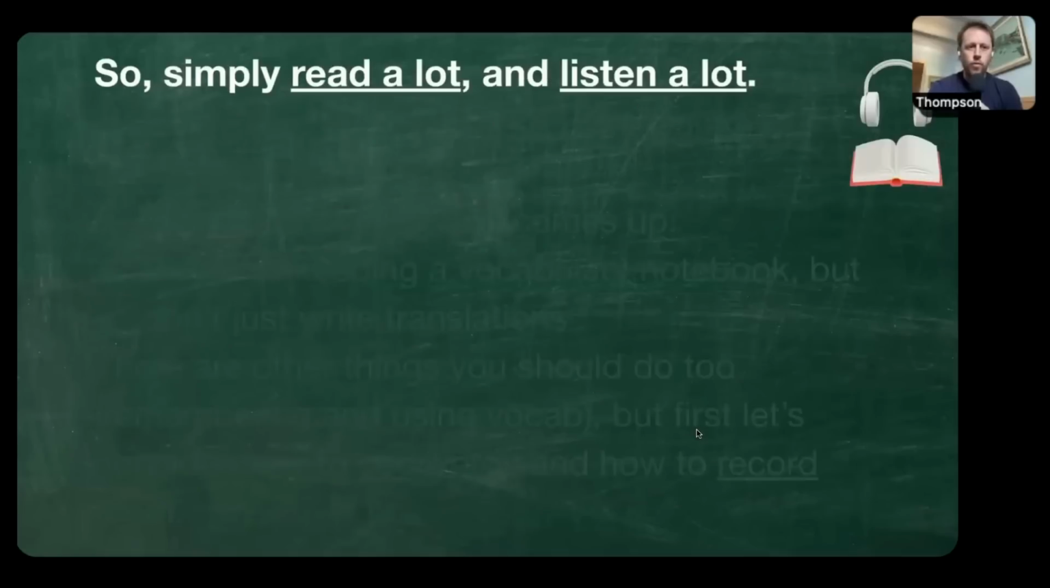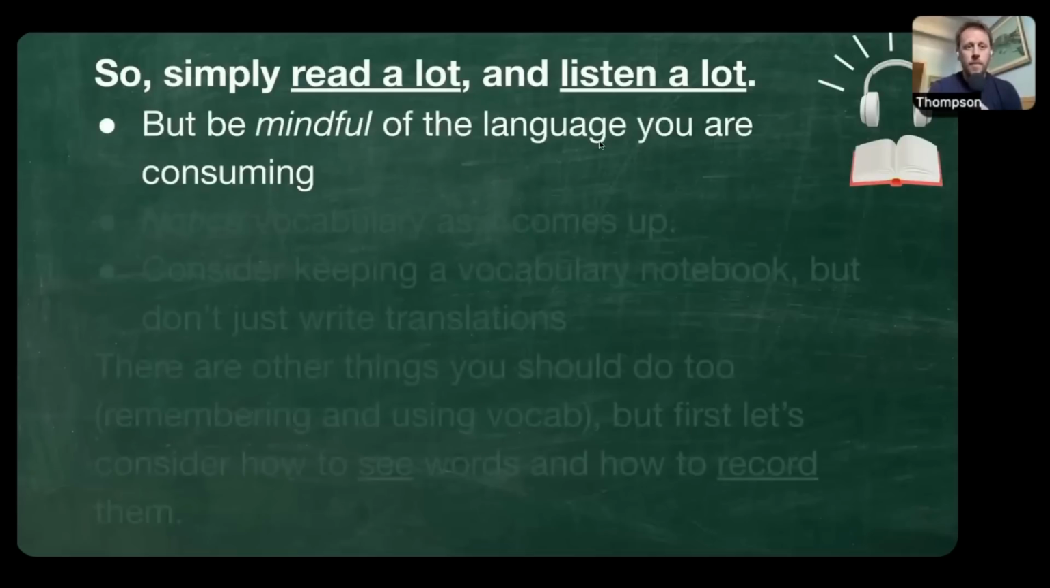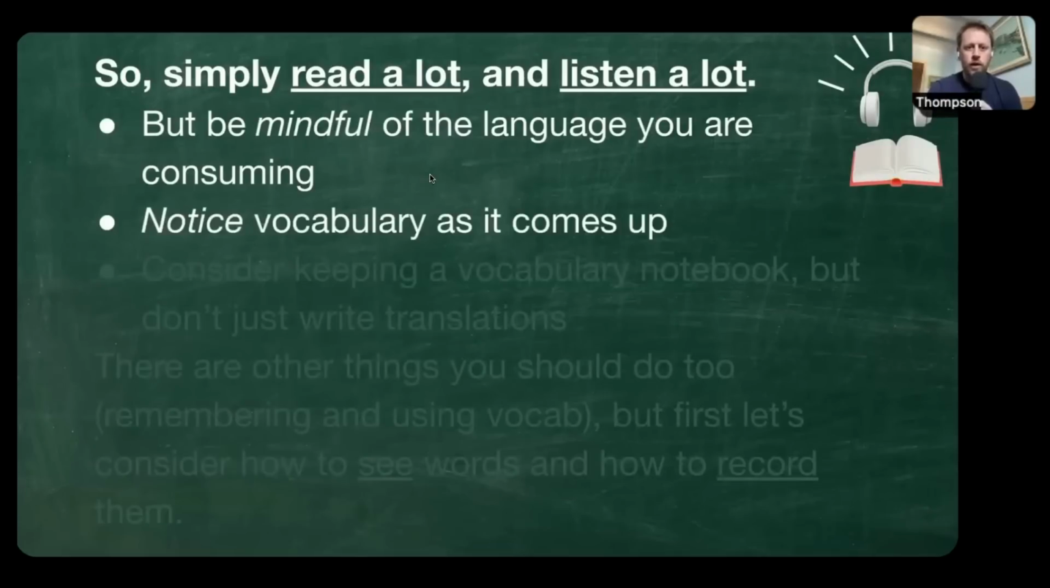Many of you will be aware of things like the comprehensible input hypothesis, right? Which is the idea that reading a lot and listening a lot allows you to acquire language in a natural kind of way. I think there's probably a lot of truth to it, but it's also worth taking a more considered approach, as we'll see in a second. So the good news: simply read a lot and listen a lot, which is nice, but be mindful of the language you're consuming, meaning be aware of the things I mentioned before about the different aspects of a word. Notice vocabulary as it comes up.